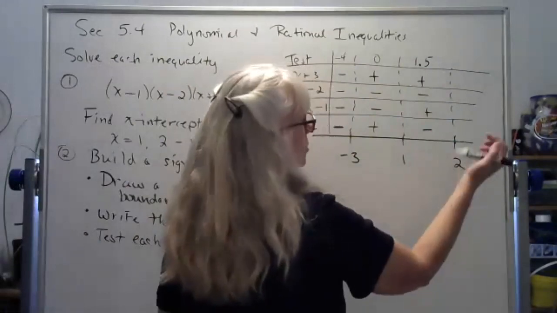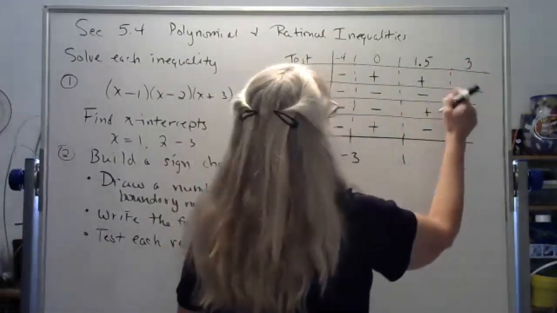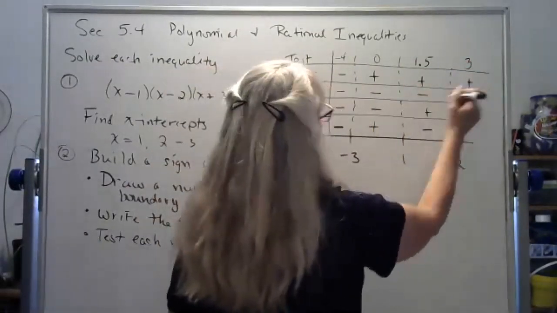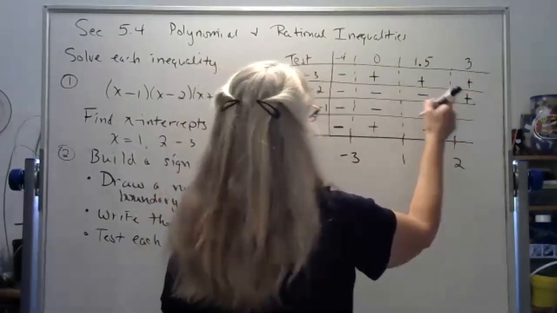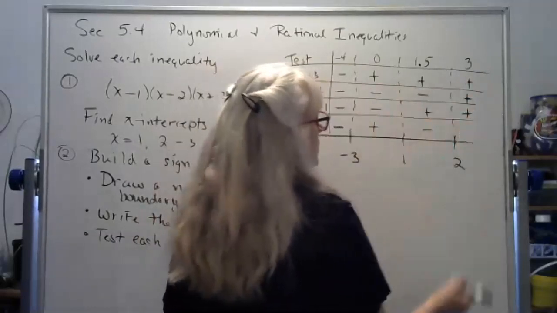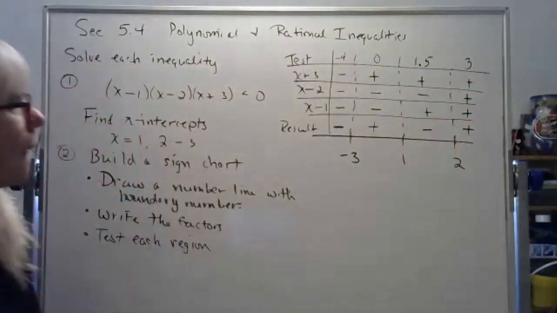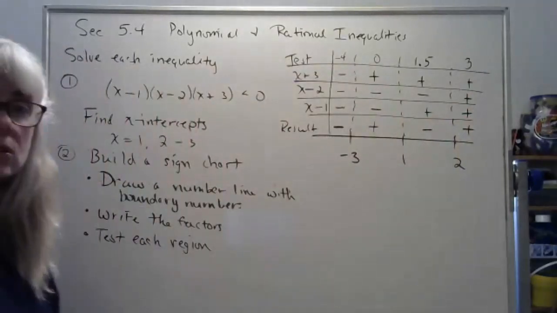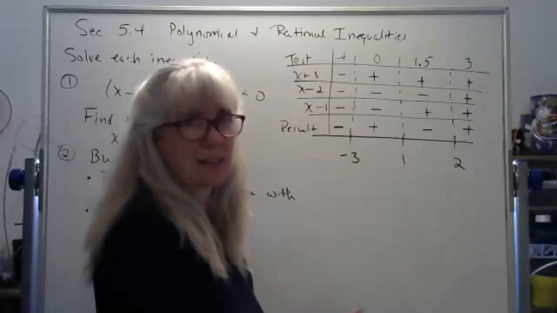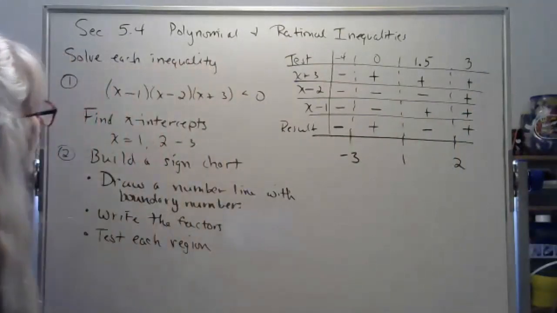Okay, then we'll pick something larger than 2, like a 3. So 3 plus 3 is positive, 3 minus 2 is positive, and 3 minus 1 is positive. So the net result there is a positive. Okay, and that's your sign chart. Very useful in your calculus classes. You'll use the idea of a sign chart there again. Now what do we do with it?